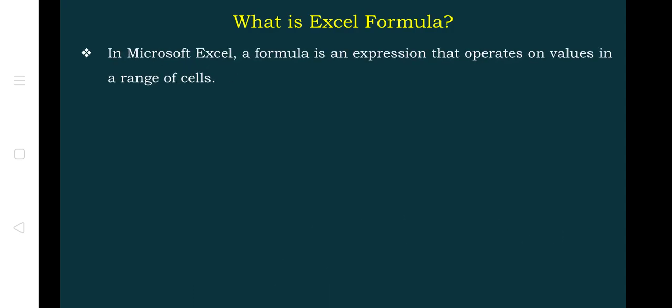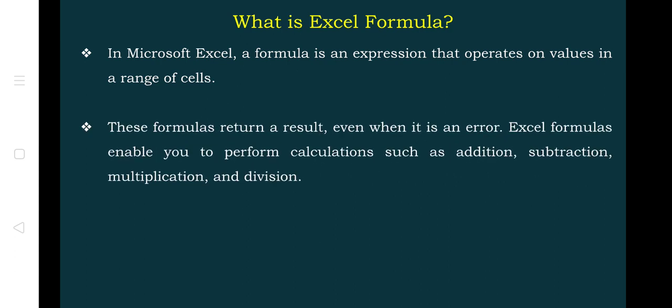In Microsoft Excel, a formula is an expression that operates on values in the range of cells. We know that a cell is the intersection of rows and columns, and a cell consists of data such as numerical data, text data, or any other type of data. These formulas return a result even when it is an error. Excel formulas enable you to perform calculations such as addition, subtraction, multiplication, and division.